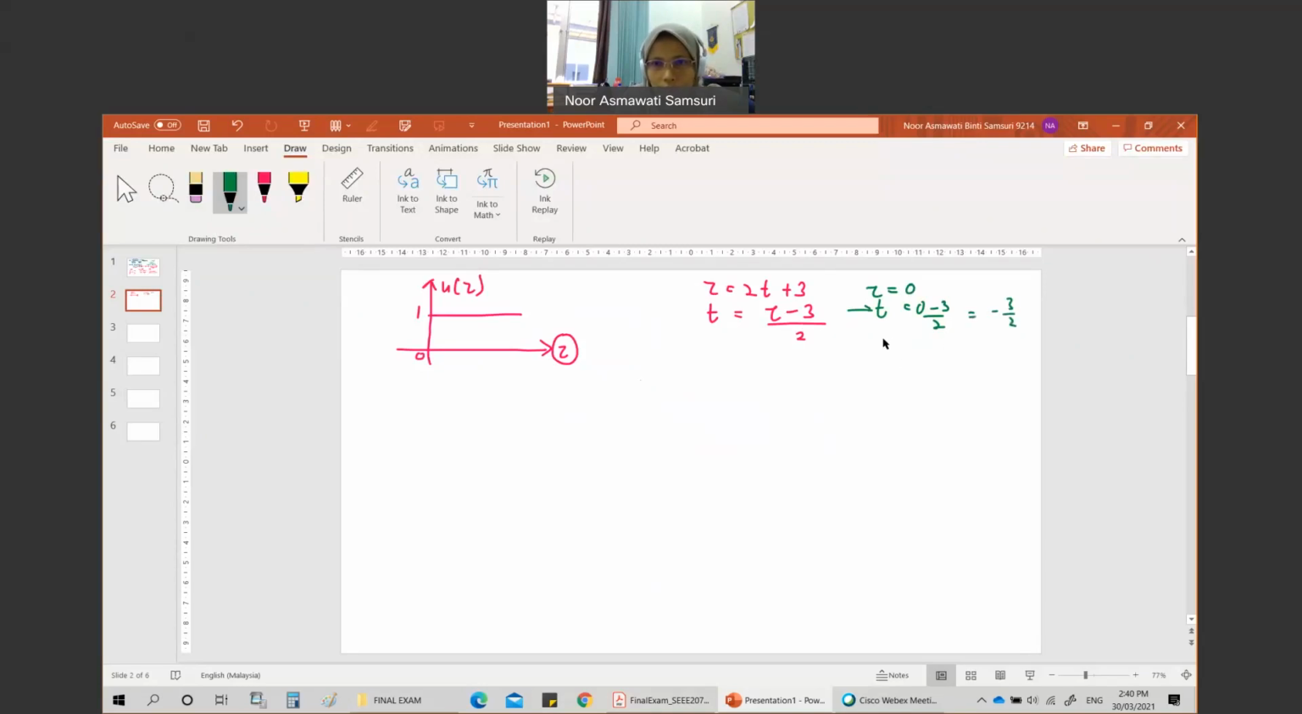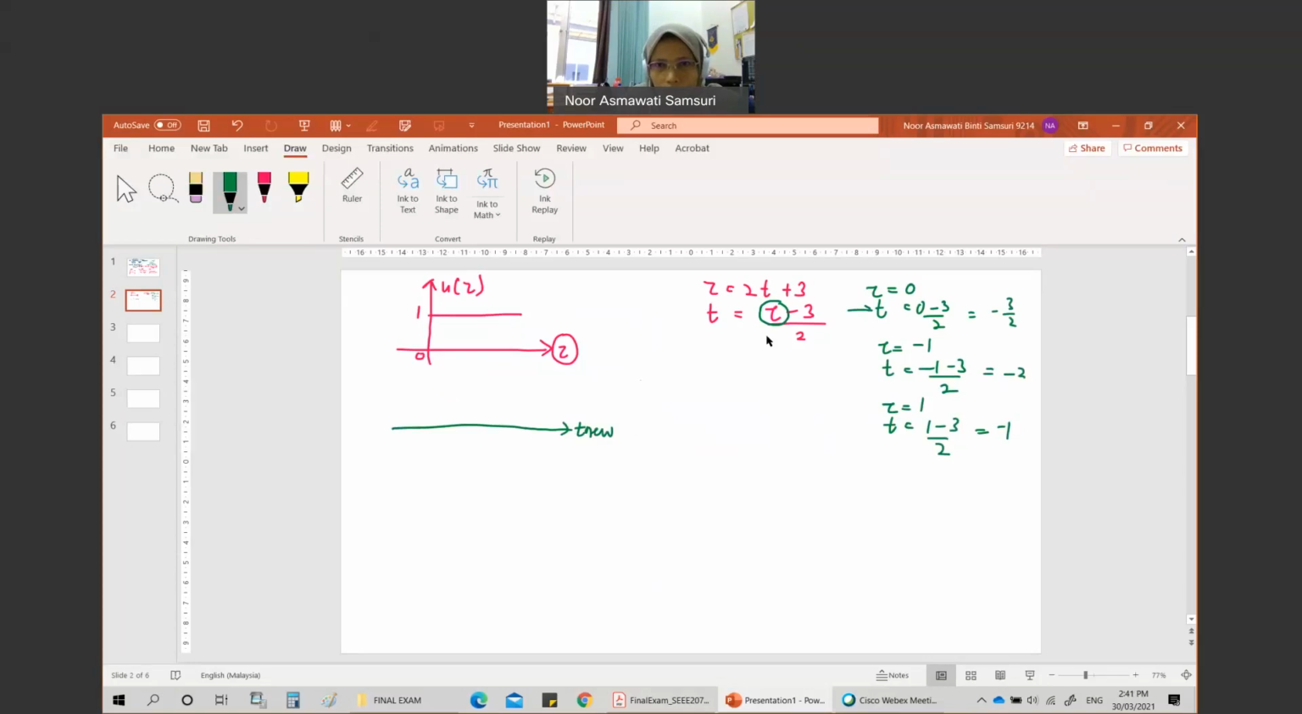So you can try different values. For example, if tau equal to one negative value, negative 1, so t equal to, replace the tau values, negative 1 minus 3 divided by 2. Negative 4 divided by 2 is negative 2. So try another one, positive values. Tau equal to 1. So t equal to 1 minus 3 divided by 2 is negative 2 divided by 2 is negative 1.